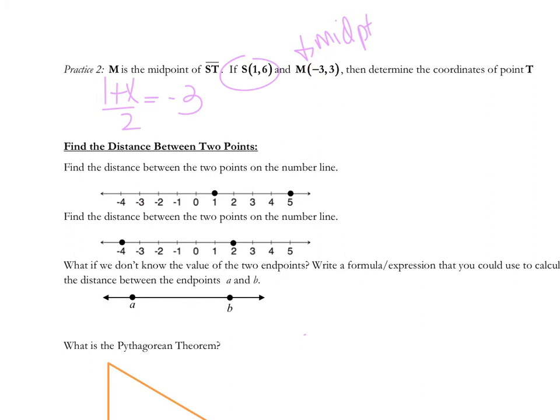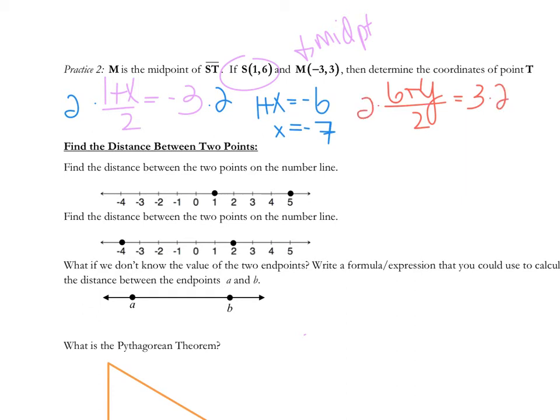Okay. And then from here we just solve. So we multiply by 2. So 1 plus X equals -6. So X equals -7. Okay. And then we do that again with the Y's. So 6 plus Y, because I'm missing a Y, equals 3, because that is the Y value of the midpoint. Times it by 2. 6 plus Y equals 6. So Y equals 0. So my other endpoint is (-7, 0).